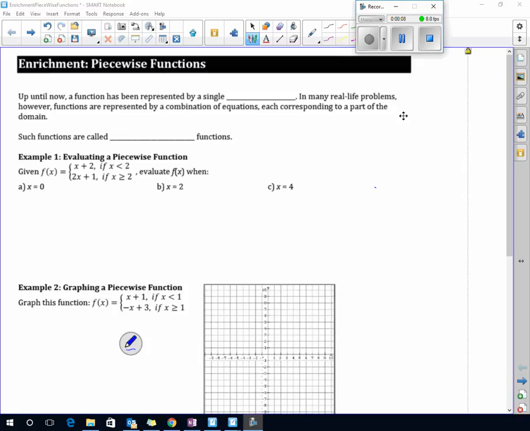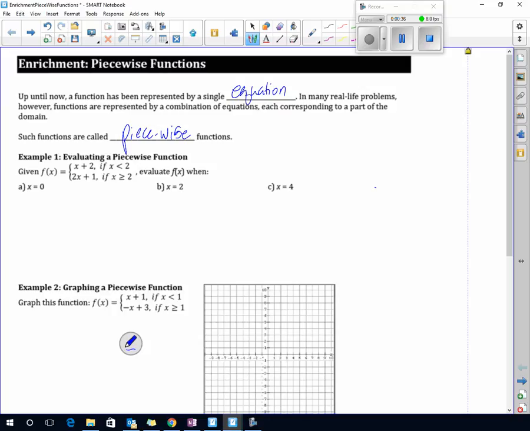In many real-life problems, however, functions are represented by a combination of equations, each corresponding to a part of the domain. Such functions are called piecewise functions. So we talked about piecewise functions a little bit when we were talking about absolute values. So now we're going to actually do some cool-looking graphs. Okay, so before we do that, did you know you can evaluate a piecewise function?